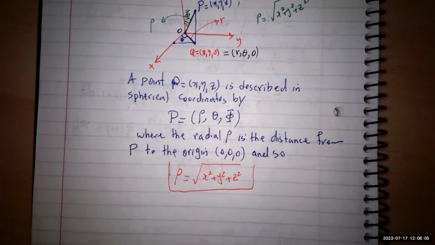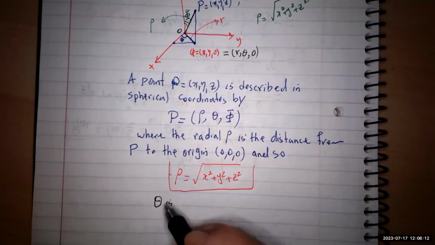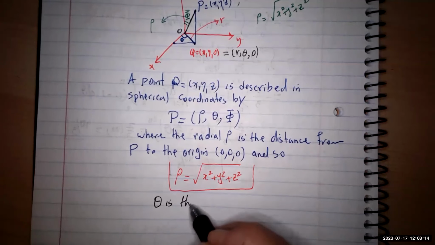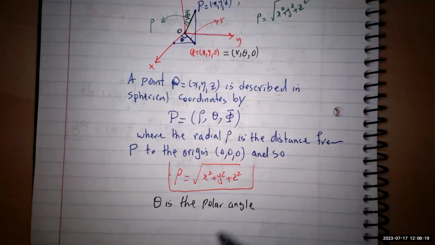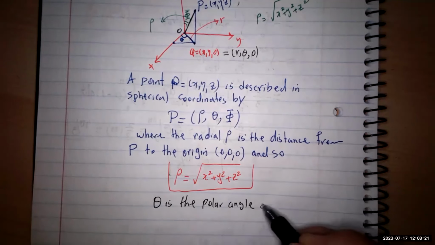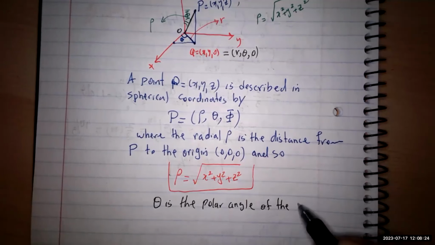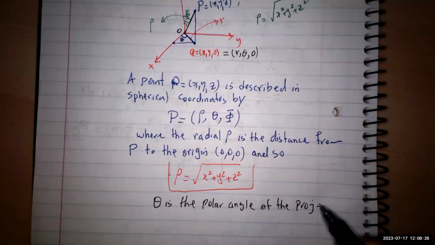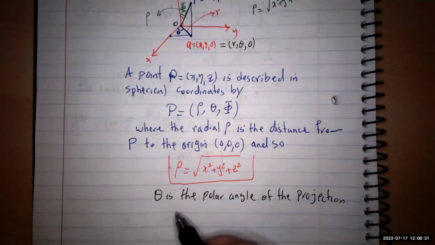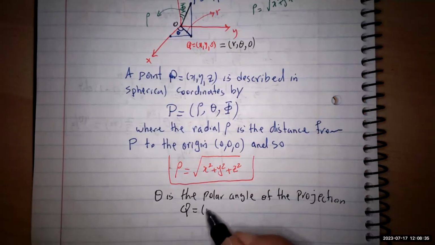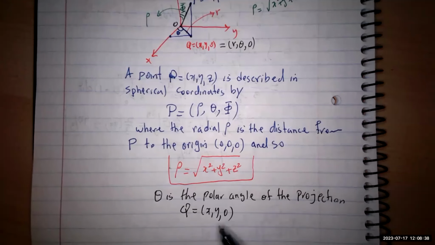Okay, theta is just the polar angle. Theta is the polar angle. In general, it is going to be between 0 and 2 pi. Of what? Of the projection. Again, if you drop it down and project it into two dimensions, it is just the polar form, the projection of that point Q that I denoted for you, x, y, 0.